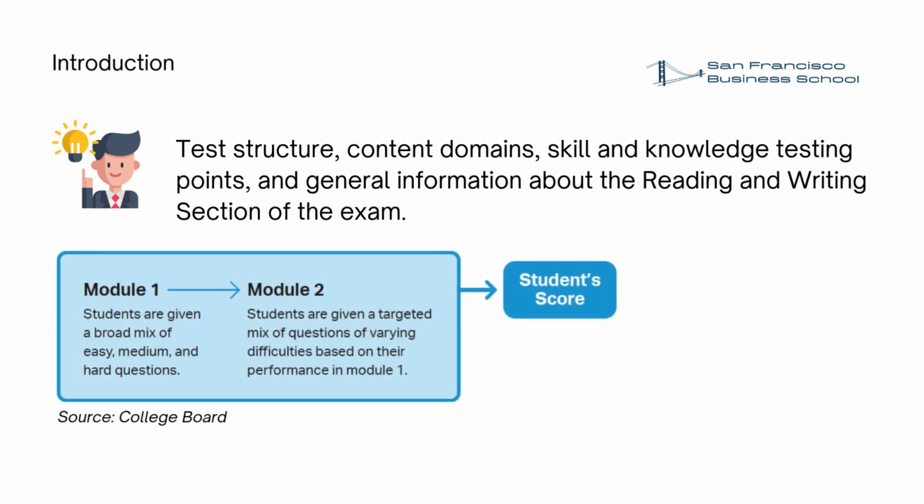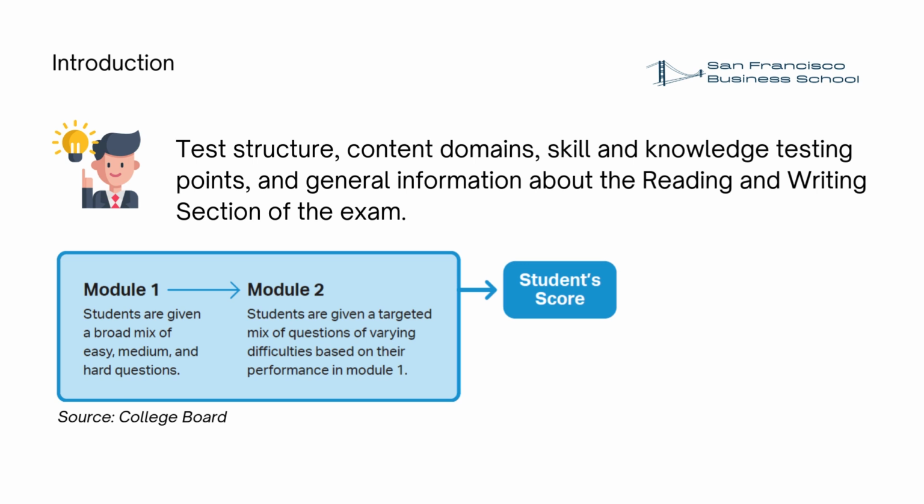The reading and writing section of the digital version of the exam is divided into two equal length and separately timed stages, each composed of a module of questions. As illustrated in the figure, students begin each test section by answering the set of questions in the first module. This module contains a broad mix of easy, medium, and hard questions that allow students to demonstrate their achievement before moving on to the second module.